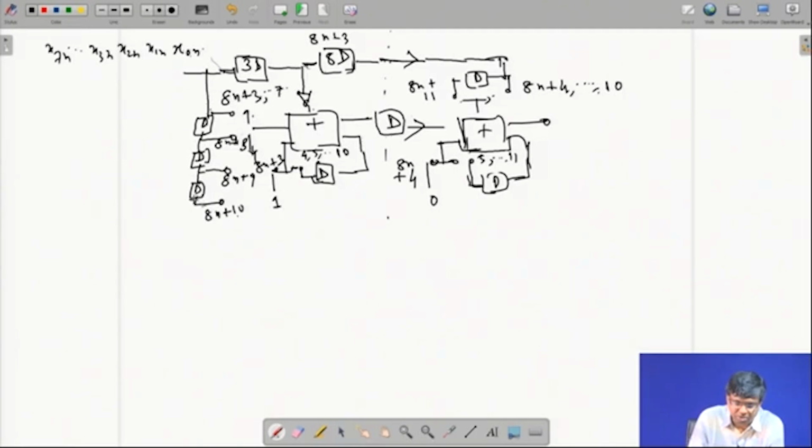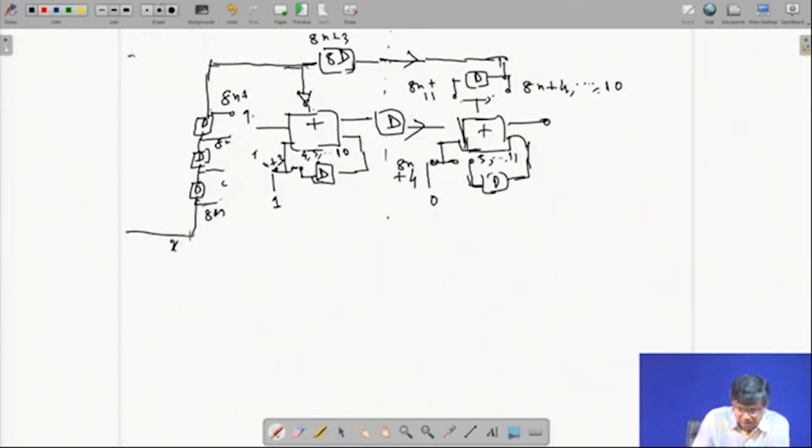Then after one cycle, it was cycle 8, 8n plus 8. So after one cycle, this will be 8n plus 8. After 2 cycles, it was 8n plus 9, so after two cycles, it will be 9. And this 10, so it will be 8n plus 10. So if you do it like that, these are simple engineering manipulations. So bits of xn are coming here, x0n, x1n, dot dot dot dot, and here it is 8n plus, as I told you, 3, 4, 5, 6, 7.